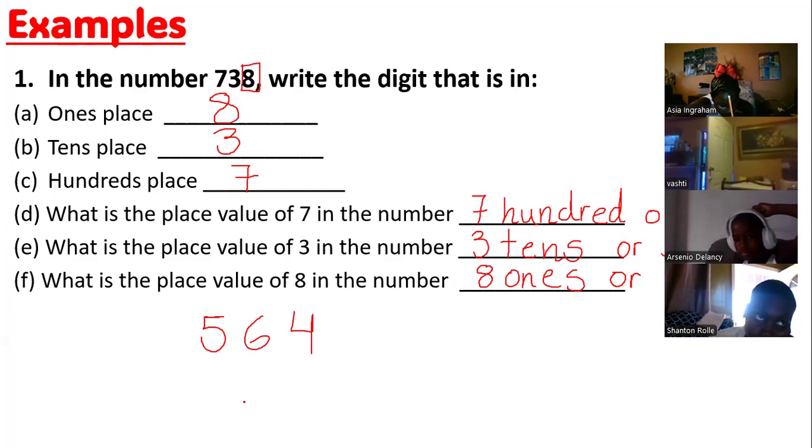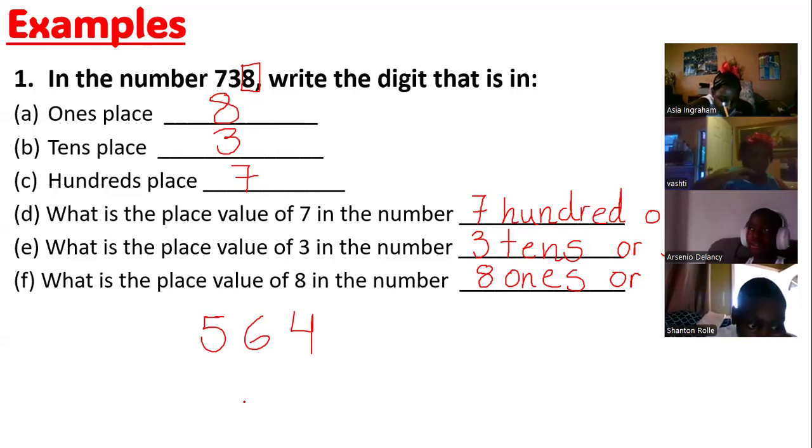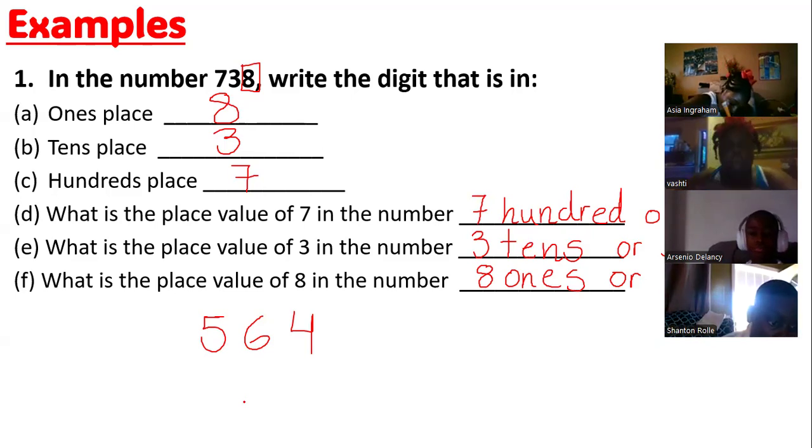What is the place value of 5 in this number? 500. Okay, good. What is the place value of 4? 4 ones. Okay. What's the place value of 6 in this number? 60 or 6 tens. Very good. 60 or 6 tens. Very good. All right. So let's go on.